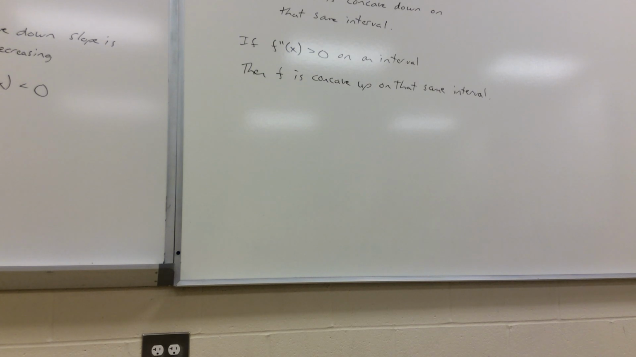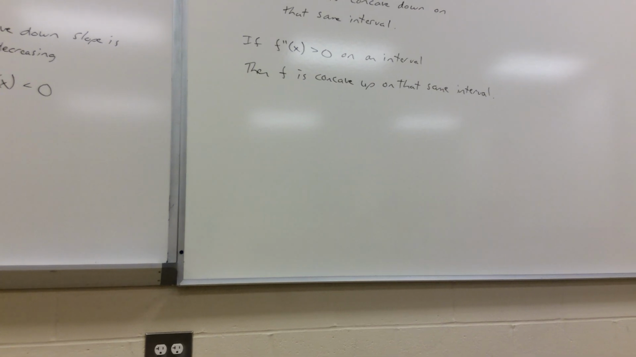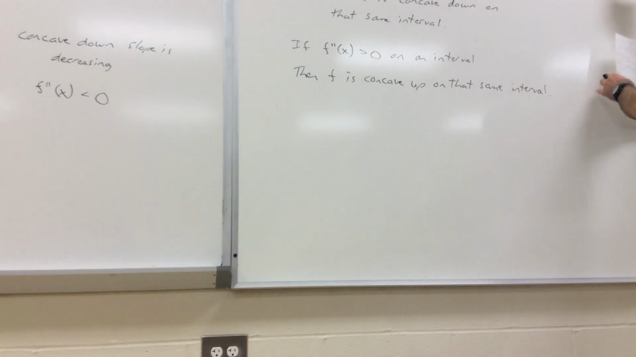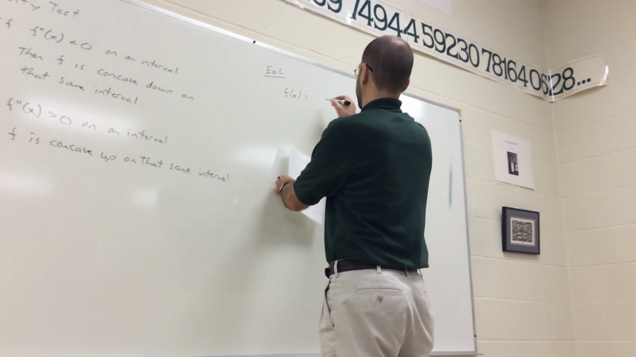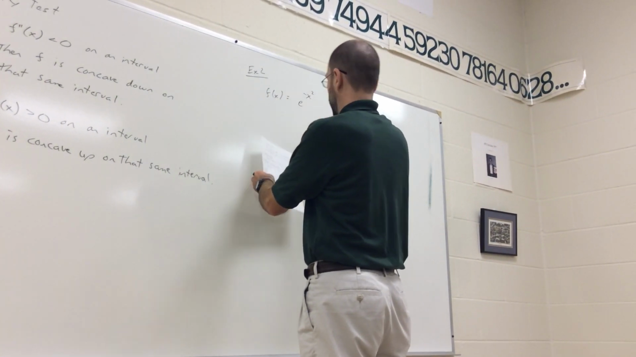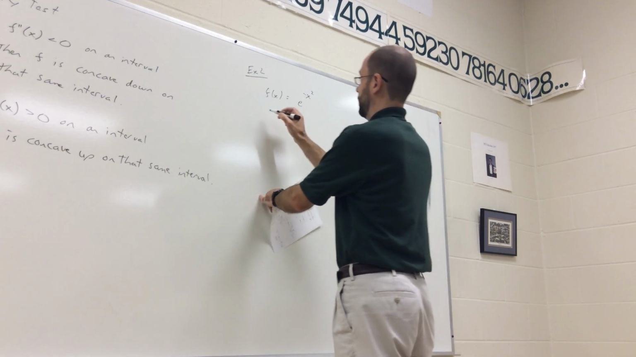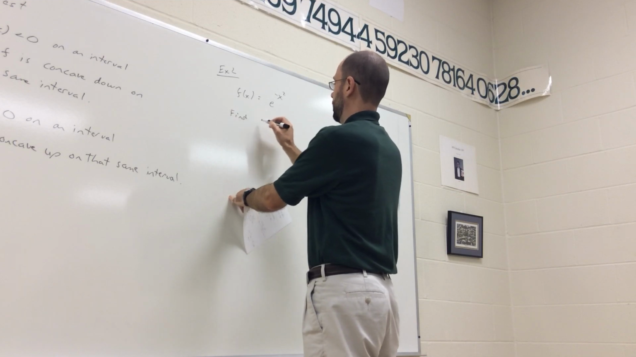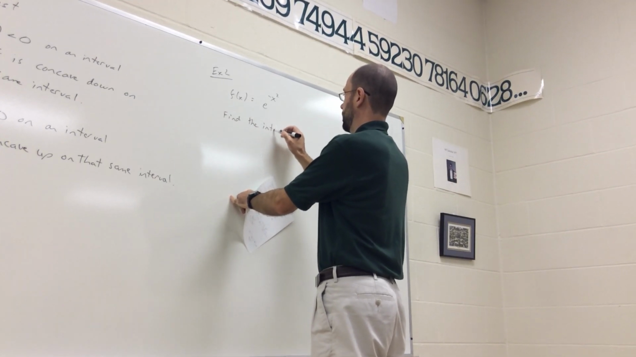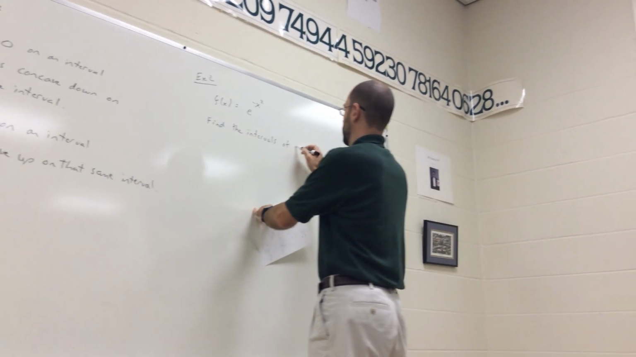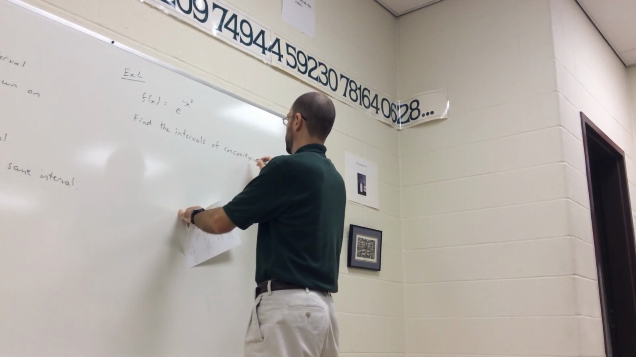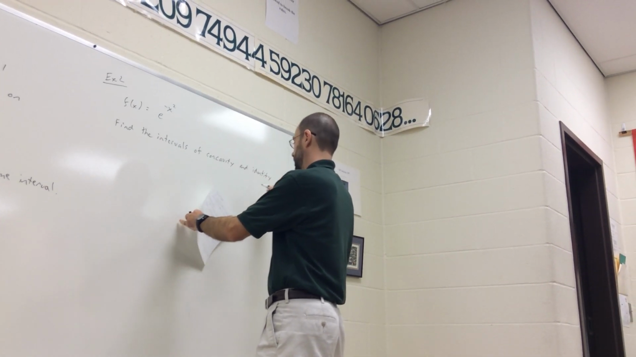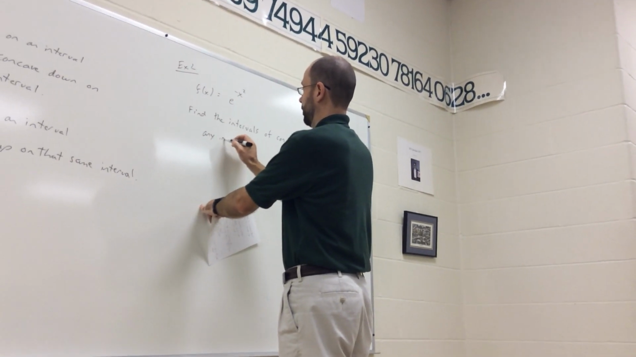So let's try a problem. This is going to be f of x equals e to the negative x squared. And we're going to find the intervals of concavity and identify any inflection points.